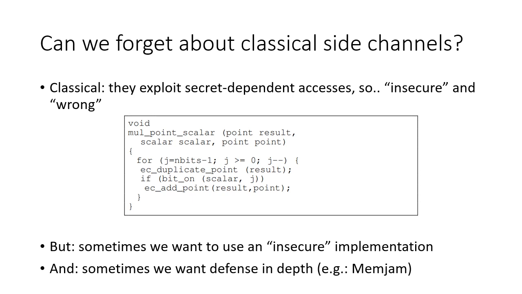Now these are of course well known as considered to be a software problem. Securely written software should not do secret dependent accesses. Nevertheless, wouldn't it be nice if we didn't have to worry about whether the software was secure or not? Maybe we want to use a known insecure implementation, or maybe we want some defense in depth.